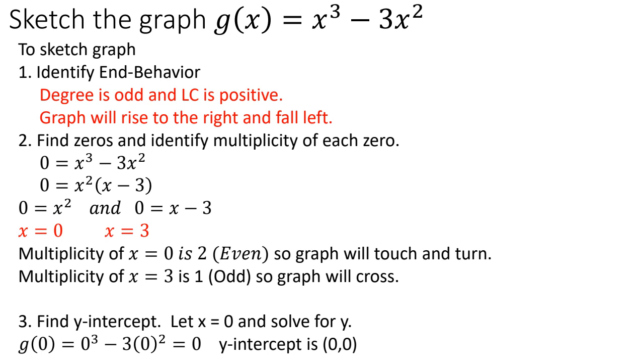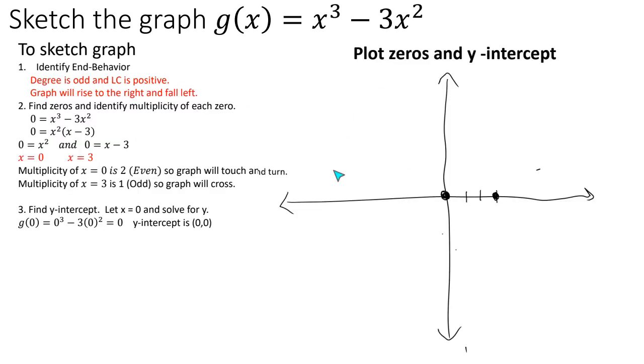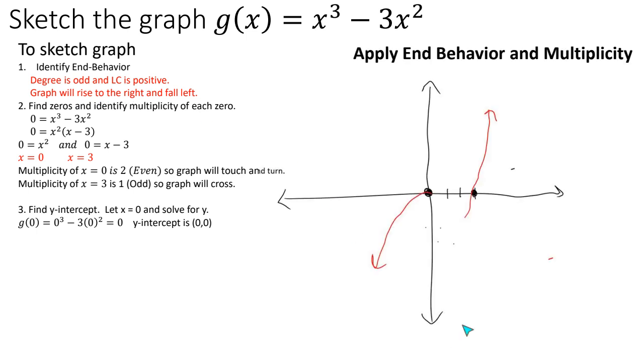So let's put everything together. I plot my zeros, x equals 0 and x equals 3. Once you plot your zeros, then you want to apply your end behavior. It says the graph will rise to the right. So with the pencil, I'm just going to make a sketch here. It's going to rise to the right, and then it's going to fall to the left.